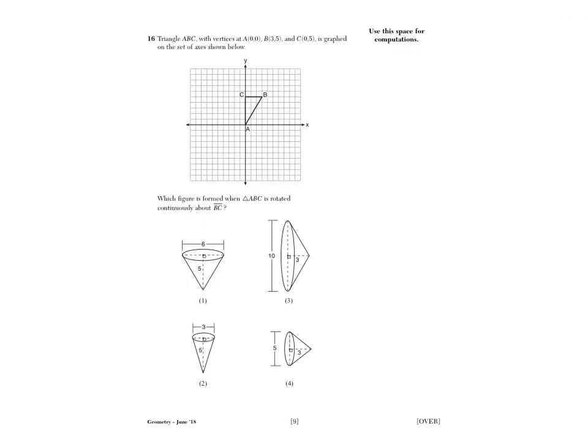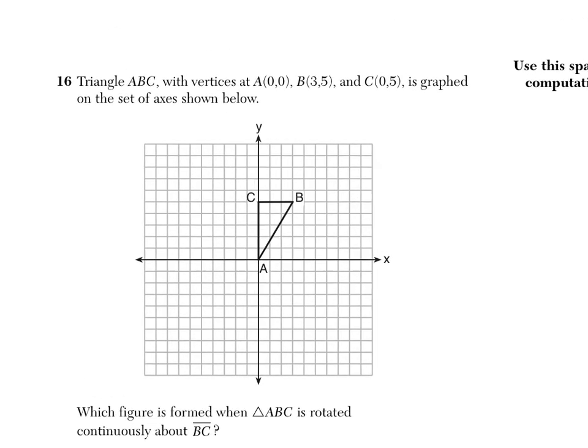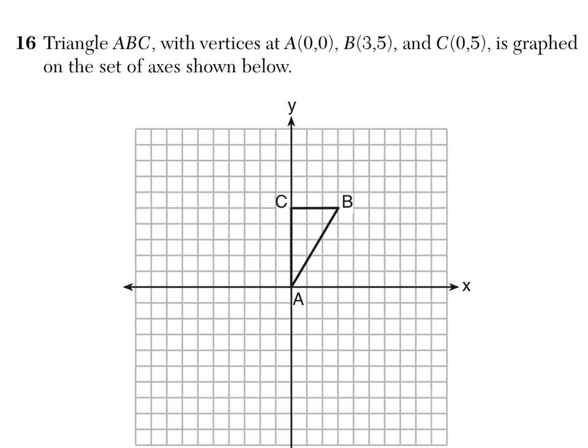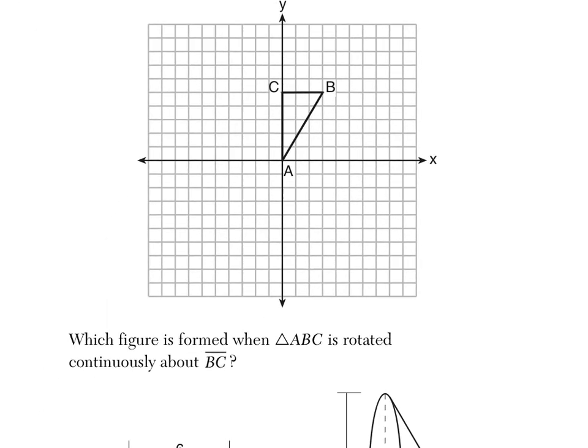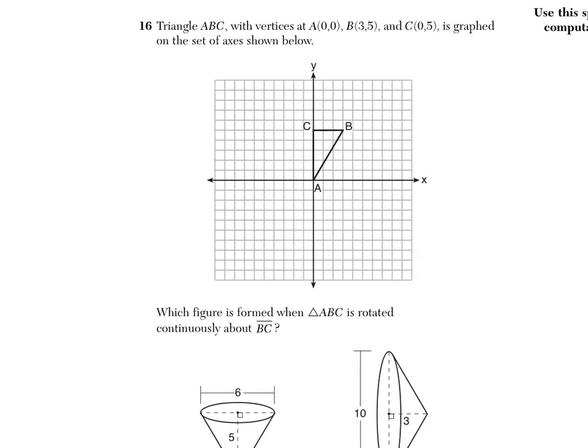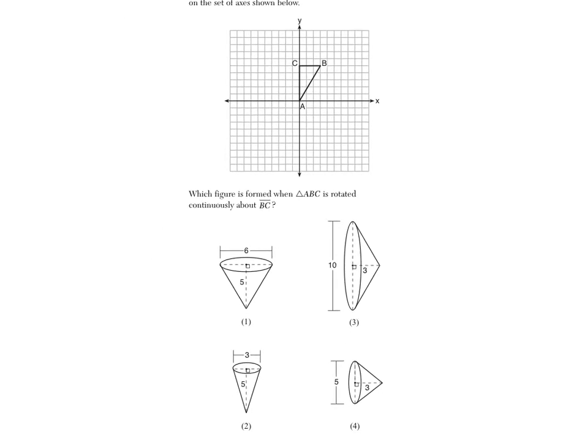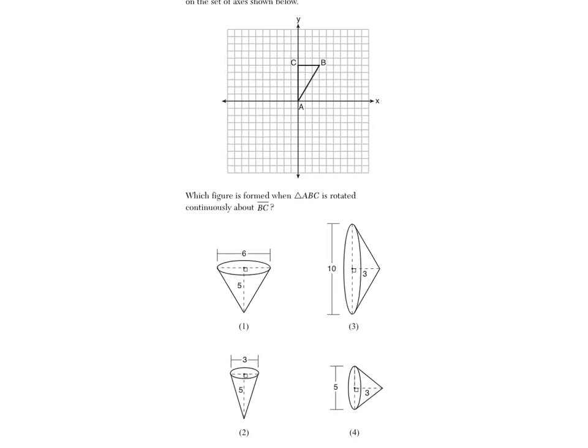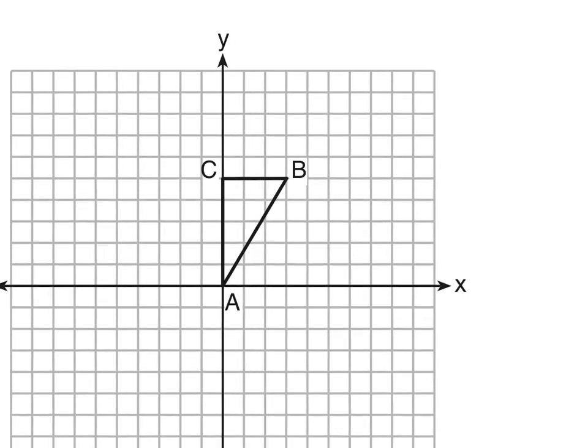Let's take a look at question 16. It says a triangle ABC with vertices A, B, and C is graphed on the set of axes below. Which figure is formed when AB is rotated continuously about BC? So if this is rotated continuously about BC, I know that it's going to be rotated around this segment right here, and it's going to look a little something like this.